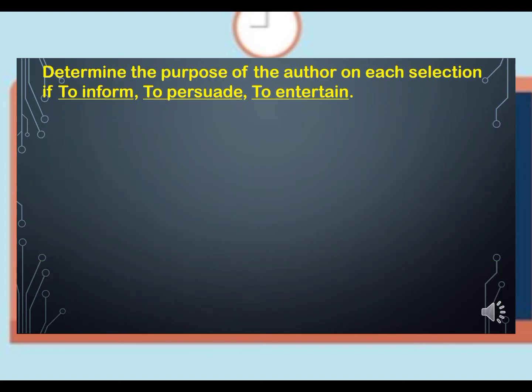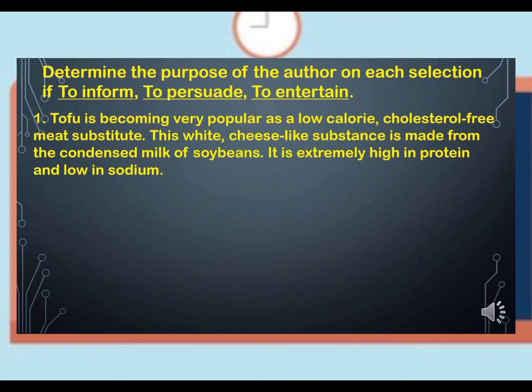Moving on, let us now determine the purpose of the author of each selection, if it is to inform, to persuade, or to entertain. To inform is giving information or having some data. To persuade is giving positive and negative information or creating an argument and confusions. To entertain is to show hospitality or take into consideration. Let's have the first one.